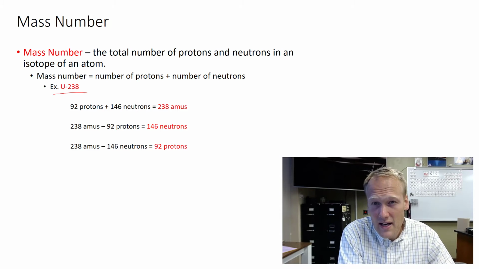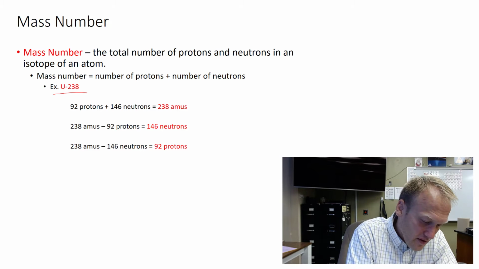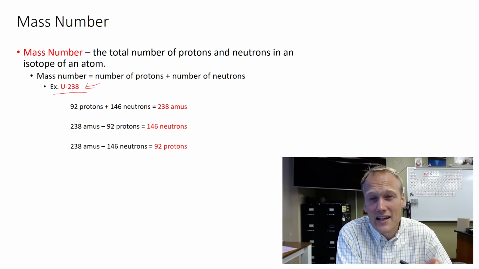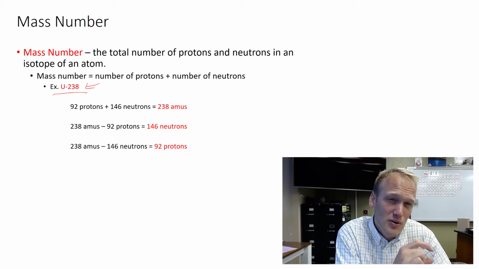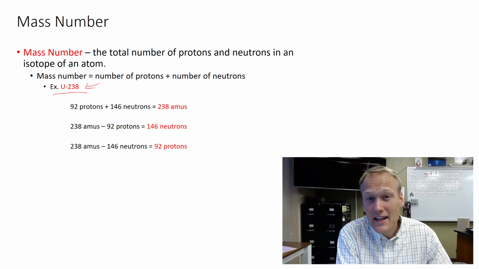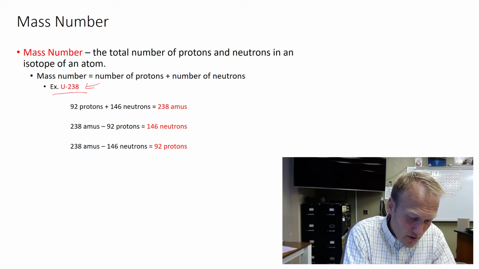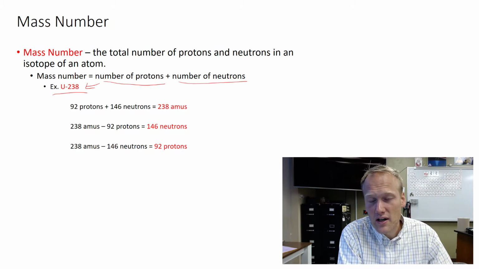So let's suppose we look at the atom uranium-238. This 238 is telling us the mass number. We call this a nuclide. It's when you have the symbol with the mass number. And I know that the mass number is the number of protons plus the number of neutrons.